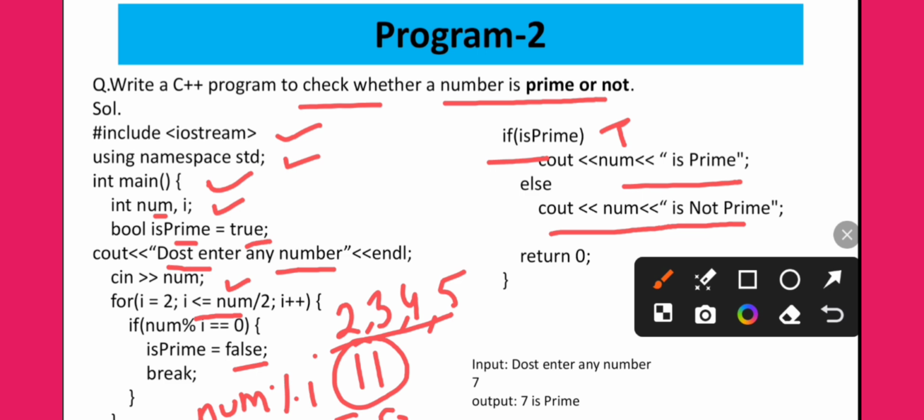So for example, we are running this program. Initially it will ask the user to enter any number. For example, the user enters 7, so it will print the output: 7 is a prime number. So like this we can run this code to check whether a number is prime or not.